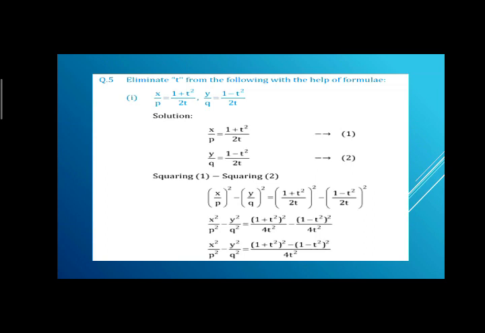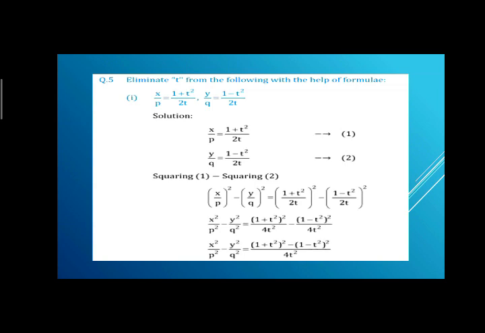So after squaring equation number 1 and squaring equation number 2 and subtracting left hand side from left hand side and right hand side from right hand side, the answer is (x by p) whole square minus (y by q) whole square is equal to ((1 plus t square) by 2t) whole square minus ((1 minus t square) by 2t) whole square. Now we just apply the formula on (1 plus t square) whole square and (1 minus t square) whole square for further simplification.